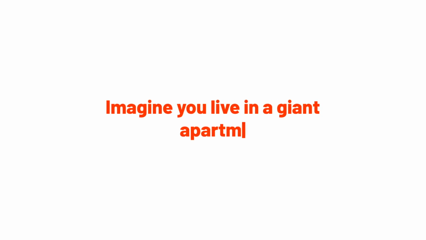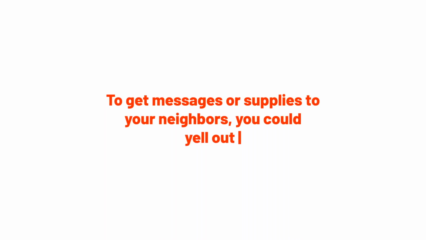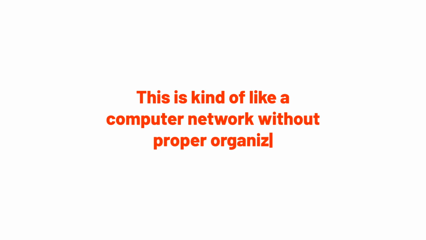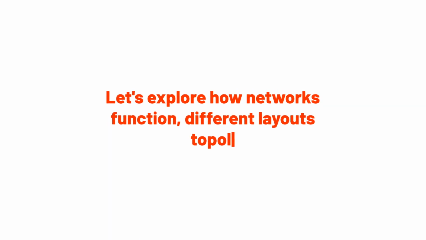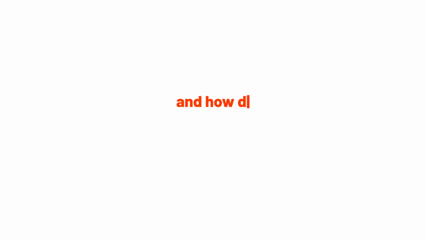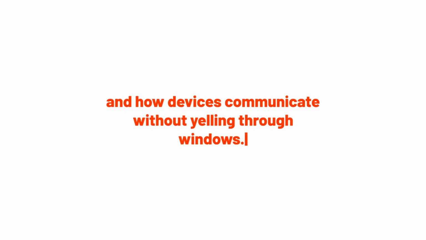Imagine you live in a giant apartment building. To get messages or supplies to your neighbors, you could yell out the window, hoping the right person hears you. This is kind of like a computer network without proper organization. Let's explore how networks function, different layouts, topologies, and how devices communicate without yelling through windows.